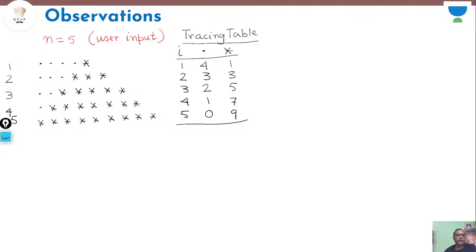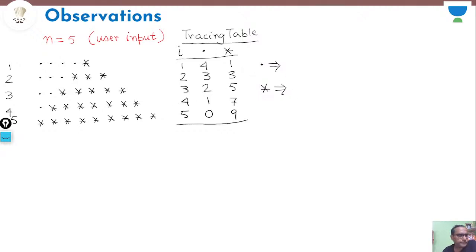We are supposed to find out the logic for this dot and the logic for this star. So in this way we shall be doing.